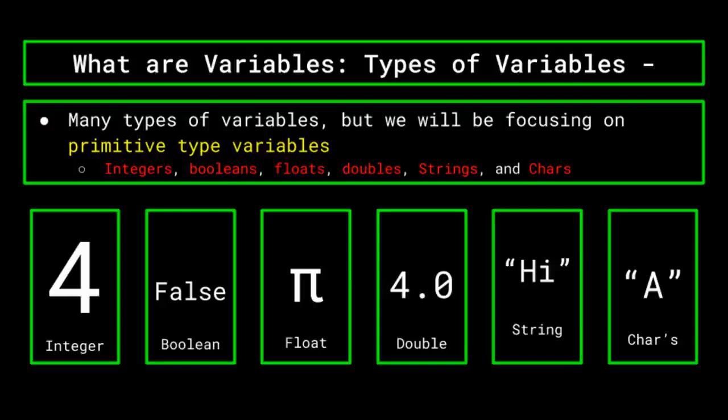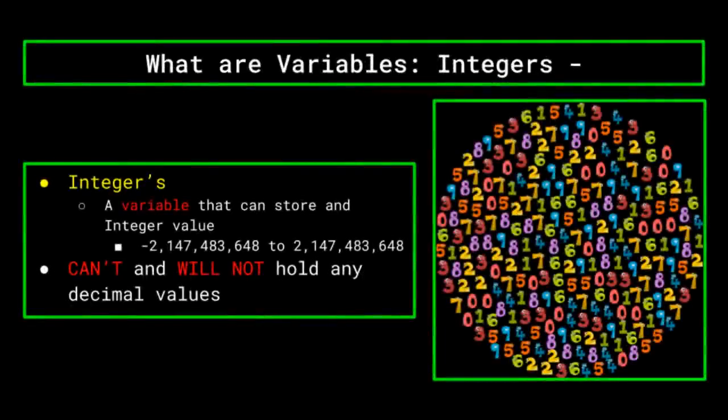We'll start off by talking about an integer. An integer, or int for short, is as simple as it sounds: a variable that can store an integer value. This includes all whole numbers from -2,147,483,648 to 2,147,483,648. Notice how I said whole numbers. Integer values cannot and will not hold any decimal values, so keep that in mind when using variables.